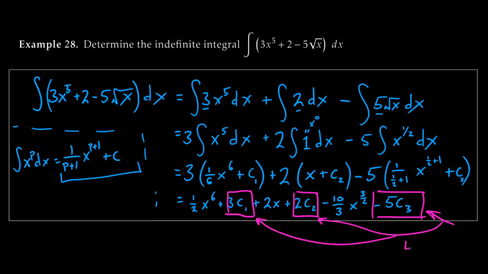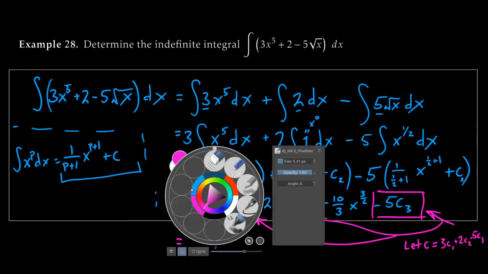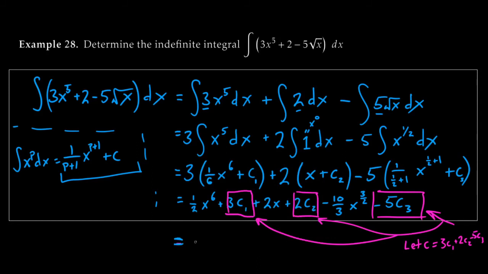So let's basically let c equal 3c1 plus 2c2 minus 5c3. Just let c, without any subscripts, be that. Then we can get our final answer. So I should switch back to the other color, keep it consistent. I'll get 1/2 x to the 6 plus 2x minus 10/3 x to the 3/2 plus c. Hey, that is what I am thinking is a pretty nice final answer. Very cool. All right, good to go.